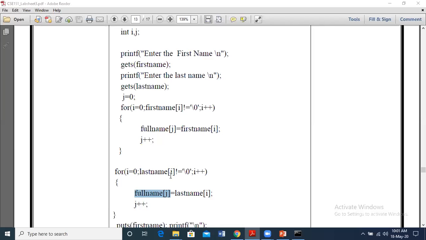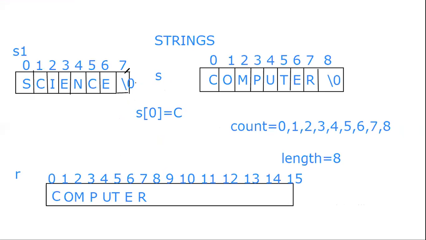Going back to this screen. So last name of 0 is S. So it should be copied to full name of 8. Right? So now when we copy this, full name of 8 will get S. Okay, now again I gets incremented to 1. But J also gets incremented. Its value becomes 9. I is 1, J is 9. So last name of 1 will get copied to full name of 9, right? So similarly, we continue. So every time I and J gets incremented.